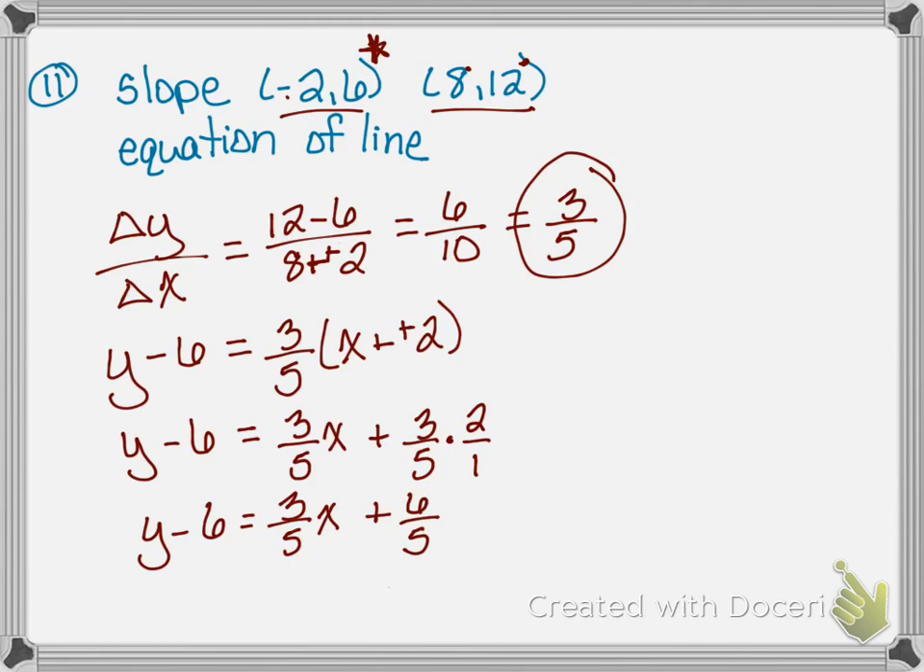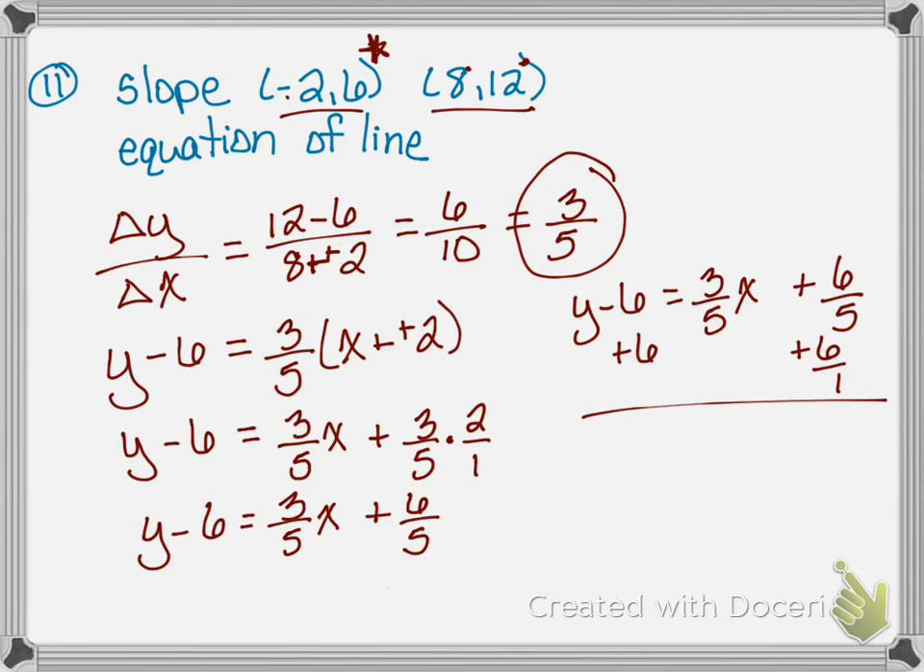Because I need to add 6 to both sides. So I have y minus 6 equals 3/5 x plus 6 over 5. So now I'm going to add 6 to both sides. And I'm adding 6 over 1. So this part right here can get confusing for students.